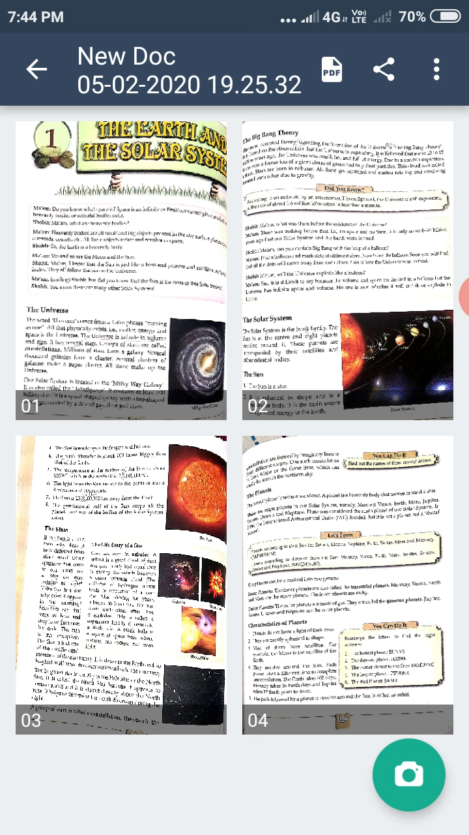Now let us study about our solar system. Solar system is also called sun's family. Sun is in the center, and 8 planets revolve around it. And planets are further accompanied by satellites and other celestial bodies.